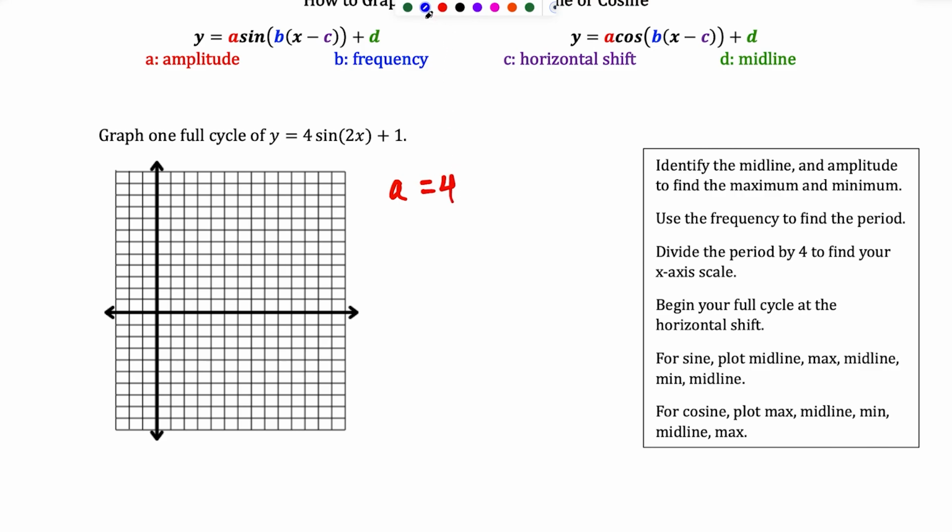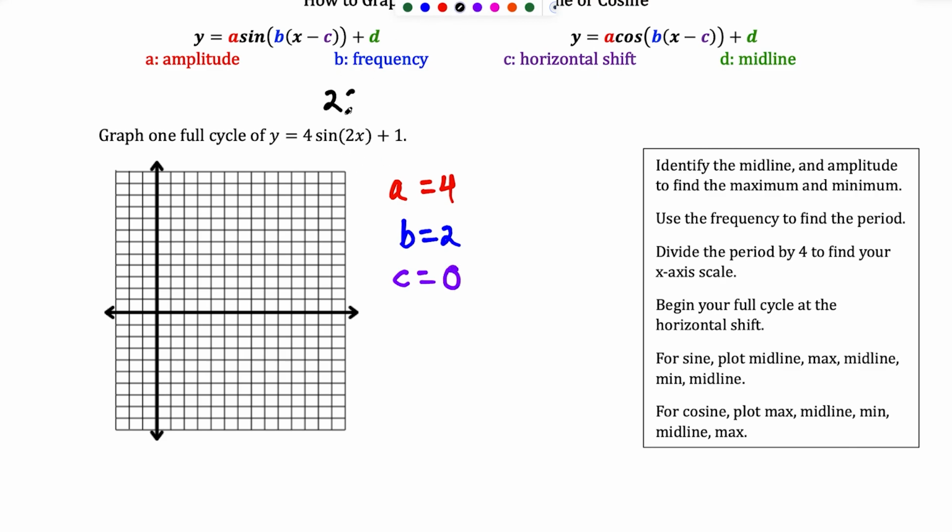And then next, we can look for the frequency. The b value is the coefficient of x, and here we have a b value equal to 2. And then next, we can look for the horizontal shift. The value c here is actually equal to 0 since nothing is being subtracted inside the sine function.